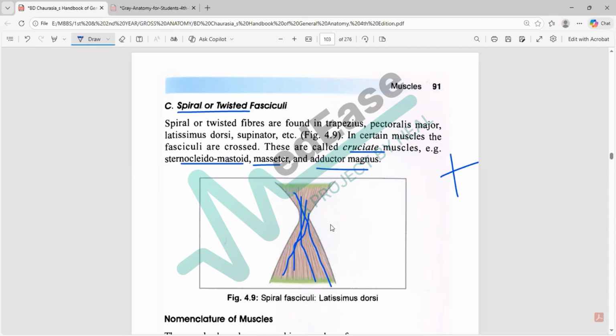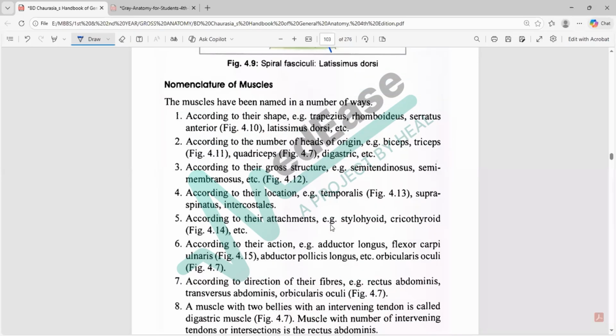Now, when we talk about the muscle, these are commonly named according to their fibers mainly and their appearance mainly. When we talk about the shape, we have the classification on the basis of the trapezius, rhomboids, latissimus dorsi. According to the number of heads, we have the biceps, triceps, quadriceps. According to the gross structure, we have the semitendinosus, meaning half is tendinous, the other is the belly of the muscle, which is normal muscle fiber, and semimembranosus, which is wide and membrane-like.